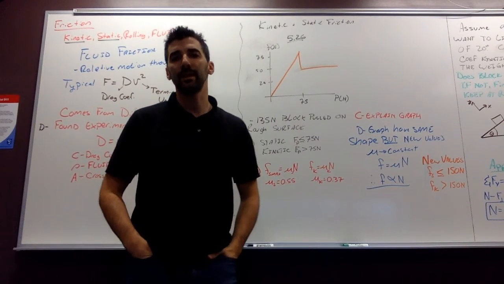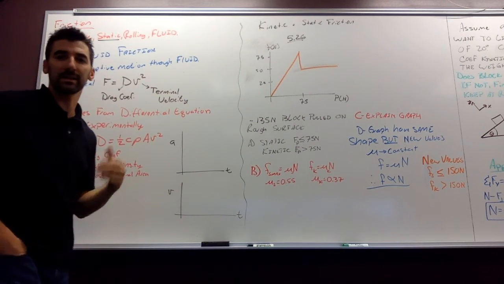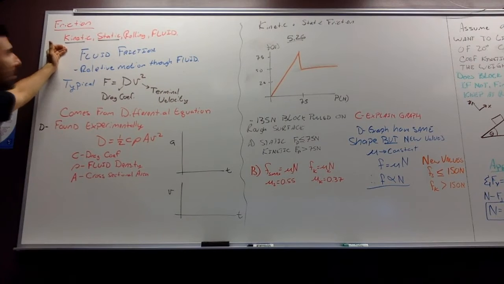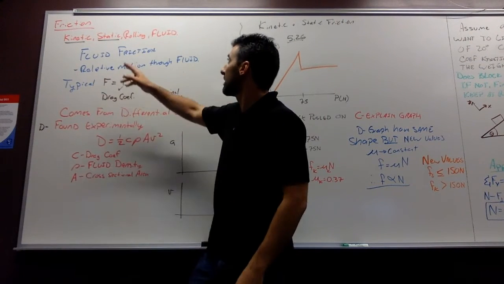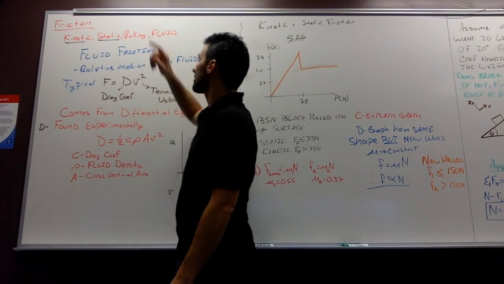Hi, here we are today continuing our conversation about Newton's laws. Today we're going to discuss friction. I want to start by reminding us there are four types of friction. We have kinetic and static friction, which are going to be our main focuses. We also have rolling friction and fluid friction.